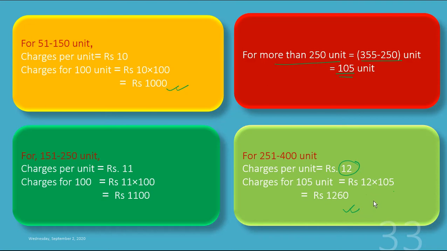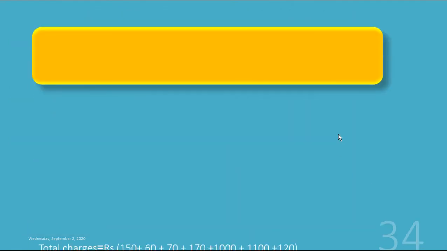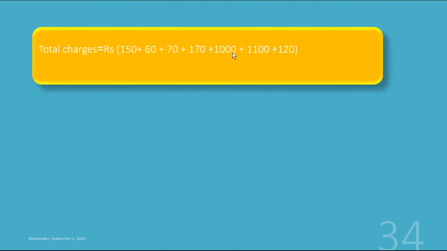No, sir. And now, total charge: 150 is the minimum cost, 60 up to 20 units. Next 10 units at 7 rupees, next 20 at 8 rupees 50, next 100 at 10 rupees, next 100 at 11 rupees, and the remaining at 12. So the total charge is 3810 rupees.